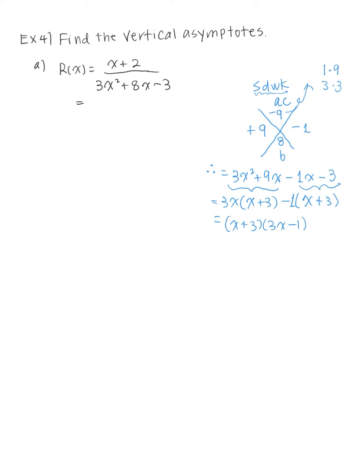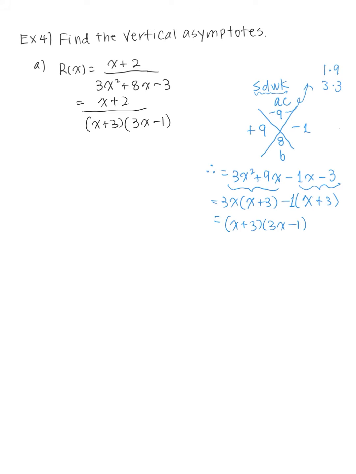So let's write that out. So this becomes x plus 2, and then the whole thing divided by x plus 3 and then 3x minus 1. Okay, so now let's take a look at this. Do we have any common factors? Nope. So in this case, what we need to do is set the bottom equal to 0, and then you just basically solve for x, and those are going to be the vertical asymptotes.